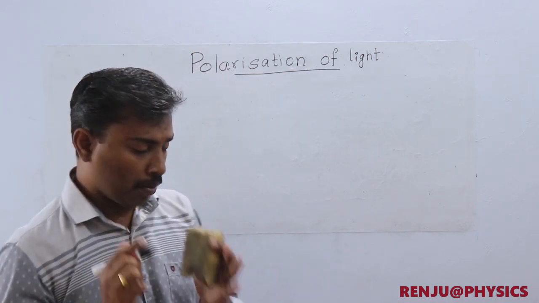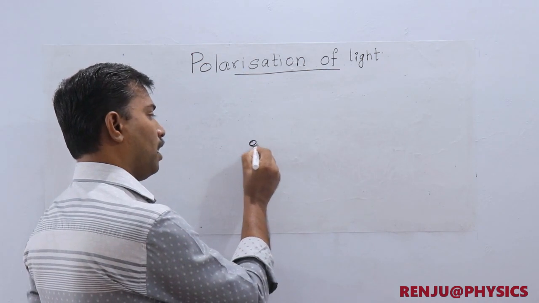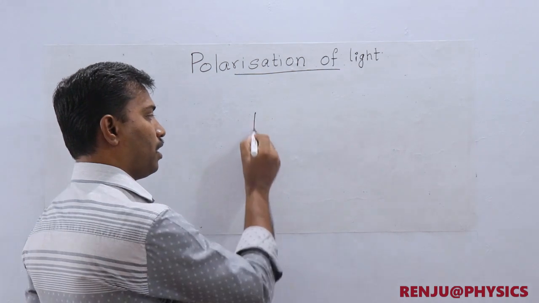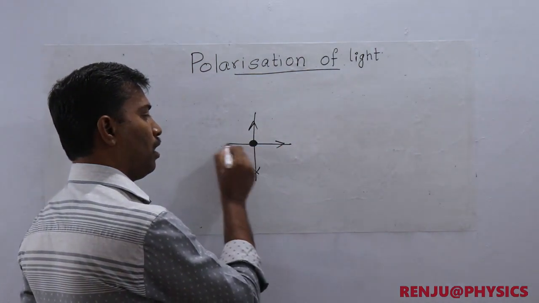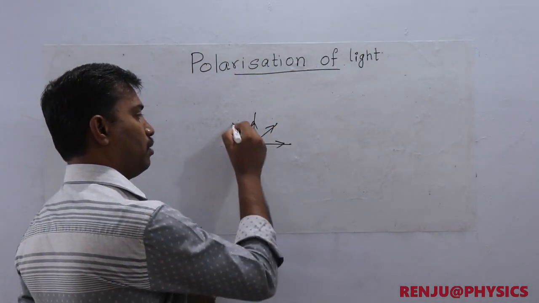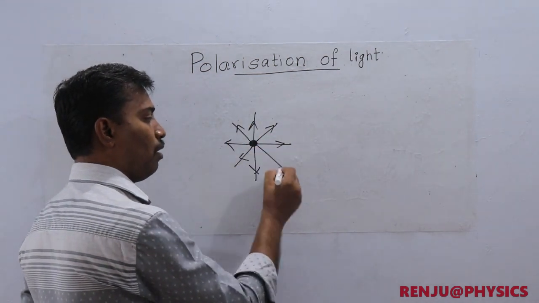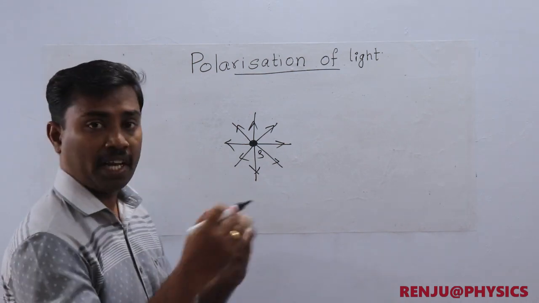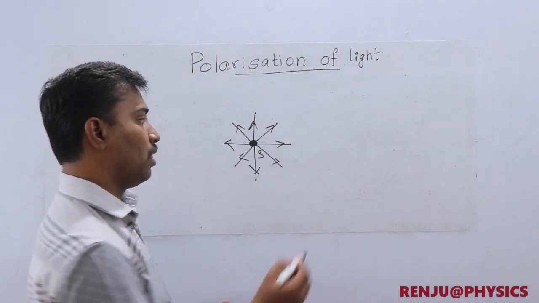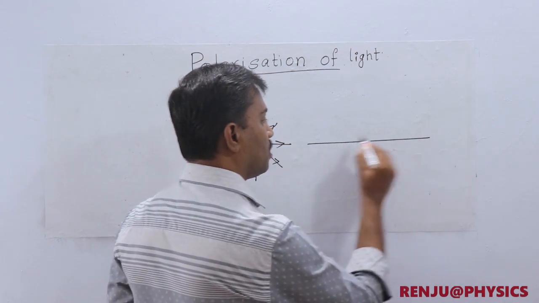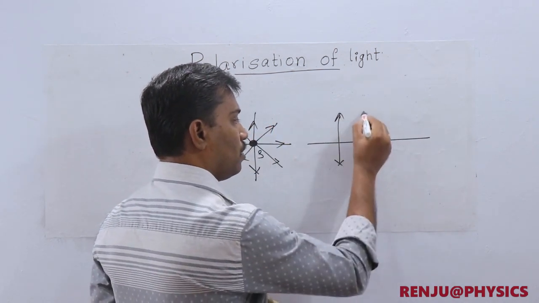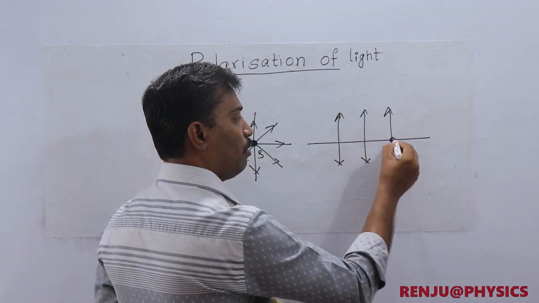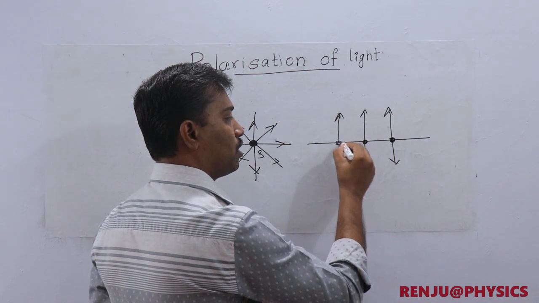Now the representation of unpolarized light. This is the source, and the vibration will be in all directions. So this is the representation of an unpolarized light, where the vibration is in all directions, from a source of light. Suppose unpolarized light is propagating; that propagation can be represented like this, by an arrow and a dot.